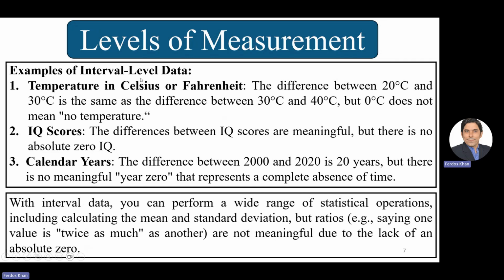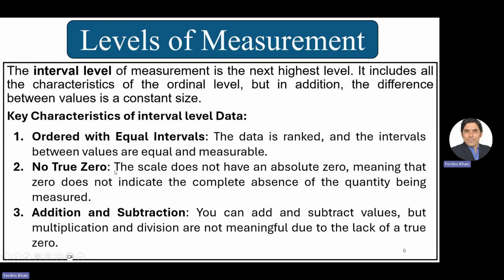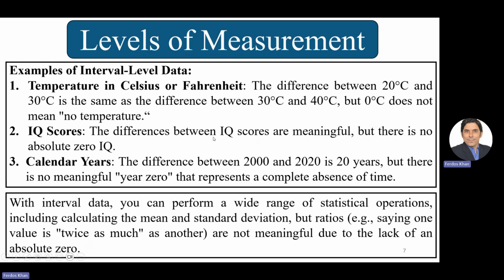Example of interval level data: temperature in Celsius or in Fahrenheit. The difference between 20 degrees centigrade and 30 degrees centigrade is the same as the difference between 30 degrees centigrade and 40 degrees centigrade. But 0 degrees centigrade does not mean no temperature. I already talked about no true zero. So this is the explanation that 0 degrees centigrade does not mean no temperature. There is a temperature which is 0 degrees centigrade.